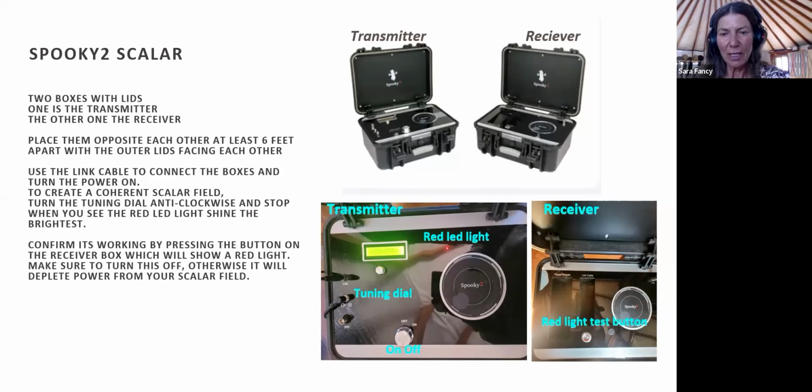And then you get a red light that comes on. And when it's the brightest, it's so easy. Okay, that's when you've got a field happening. And you can confirm it's working by pressing the button on the receiver box, which will show a red light. So another red light, but this time it's on the receiver. And you want to make sure you turn it off. It's not supposed to be on all the time. Otherwise, it will deplete power from your scalar field.